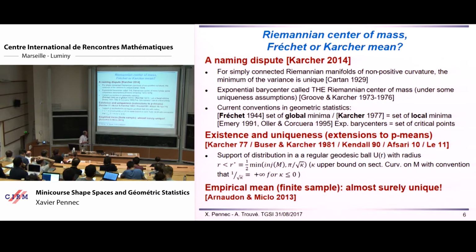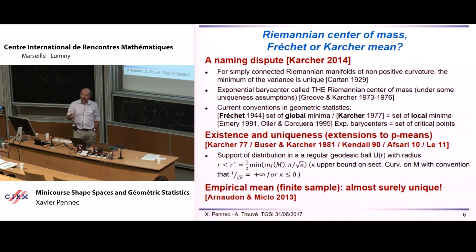Now, another remark of Marc Arnaudon is that in practice, when we have an empirical distribution with points, the mean is almost surely unique. So the absolute minimum, at least, is almost surely unique. Now, if we take the local minima, they are not unique anymore. So in practice, we might still work with that.